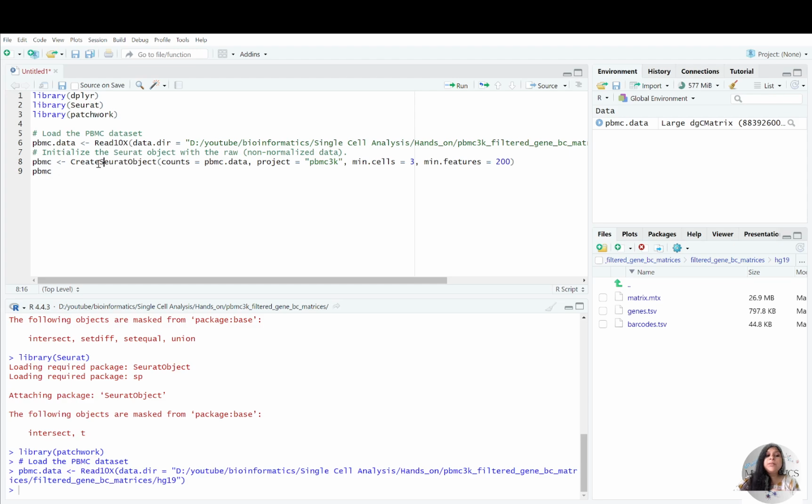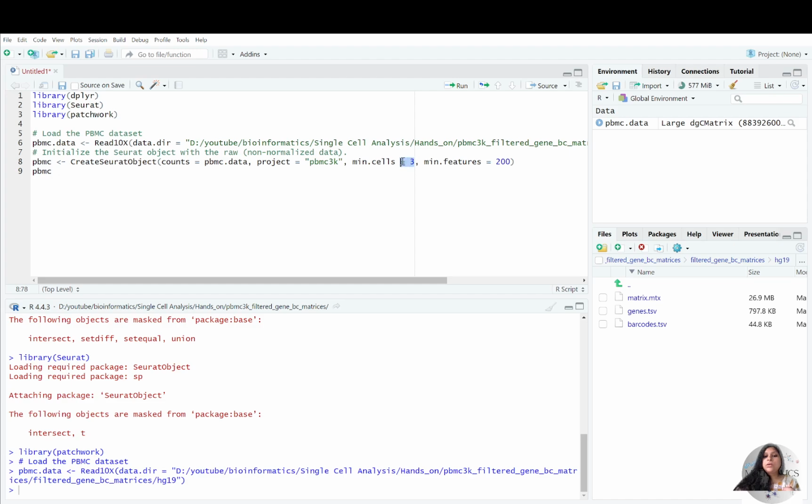So you have just simply loaded the data, but now that data will be converted into a Seurat object using this command, CreateSeuratObject. And what are the counts? The matrix is nothing but, in all the rows there are genes, and in all the columns there are cells, and the values corresponding to those genes and cells will be the expression level. So those expression levels are nothing but the counts, right? And then we are giving the name to this project, like PBMC 3K.